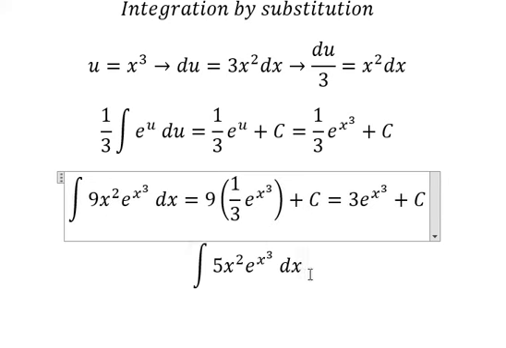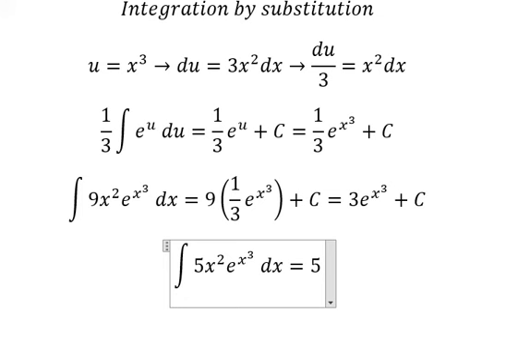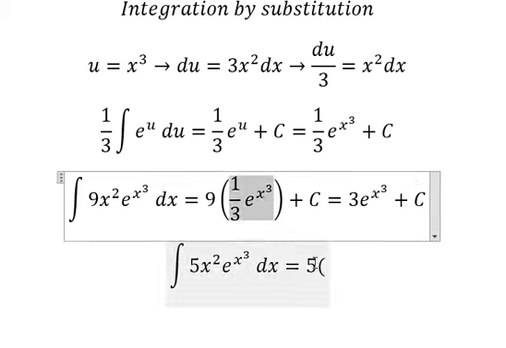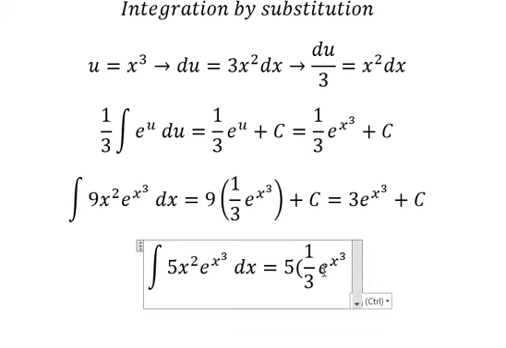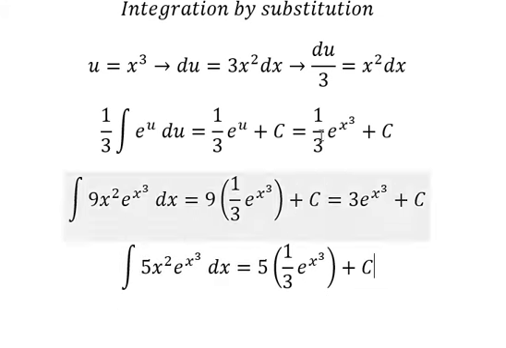Now we can do the same for the second one. And that is the final answer. This is the end.